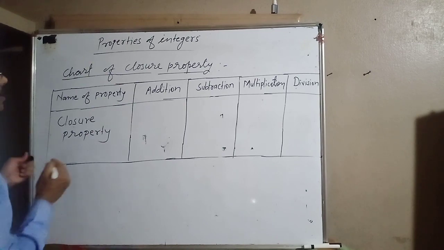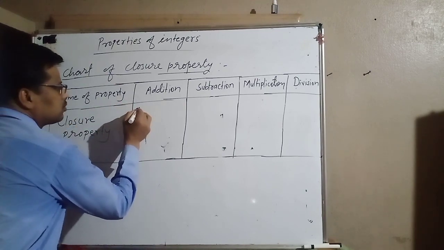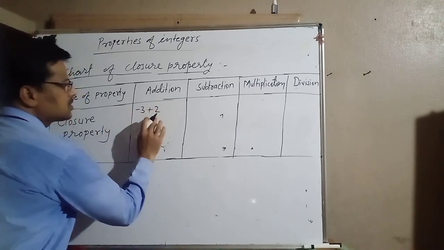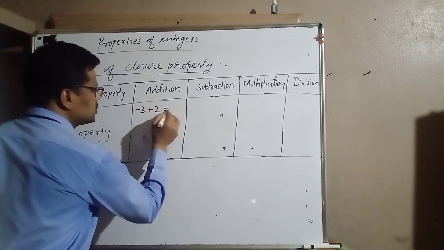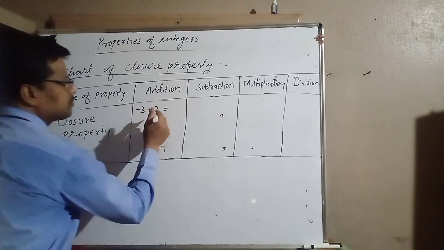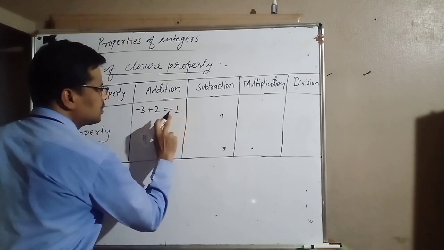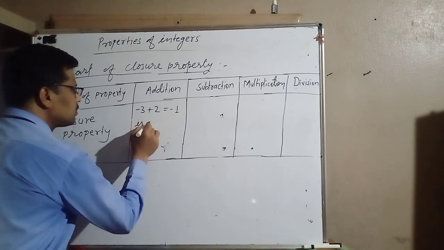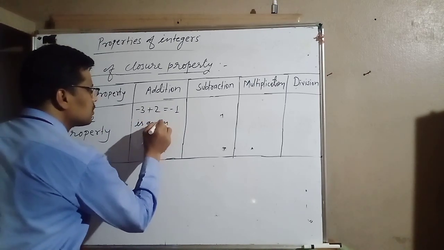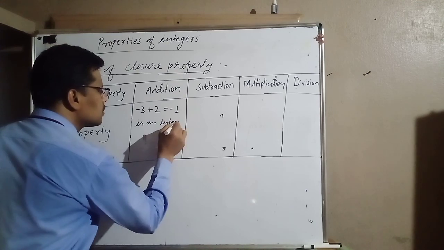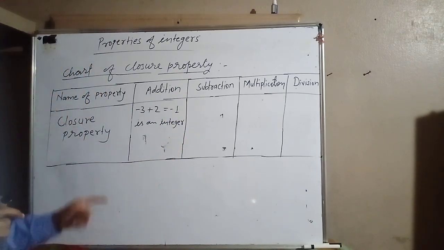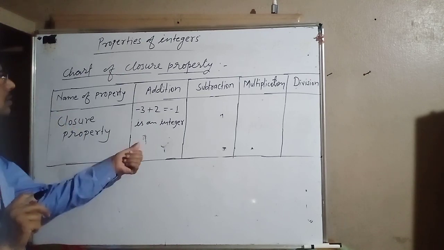Okay, now let's see. Suppose we are taking two integers, minus 3 and another integer, 2, and we are finding the sum. Now what is the sum of these two integers? Minus 3 plus 2, we subtract, what do we get here? Minus 1. Minus 1 is an integer. So we can say that integers are closed under addition.